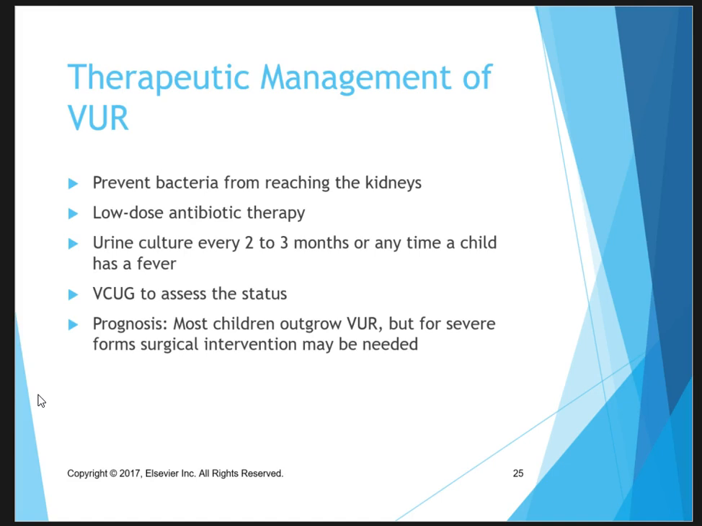Low-dose antibiotics are great for that. There's going to be a culture of the urine anytime a kiddo has a fever, or every couple months. VCUG, that's going to be a radiographic test to assess the status, because there are different classifications which you don't need to know. Overall prognosis, what I want you to be able to remember is most children will outgrow it, but for the severe classifications, surgery may be needed.